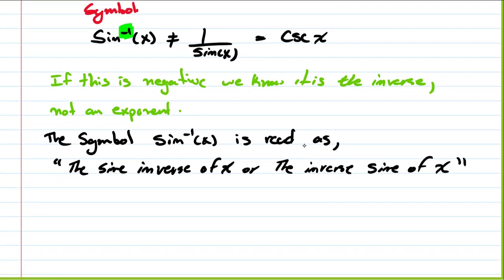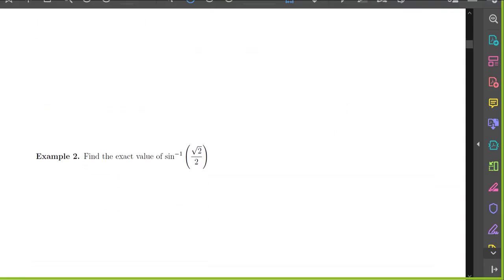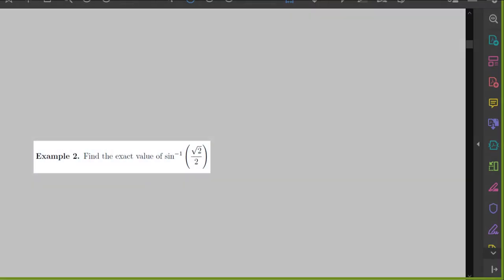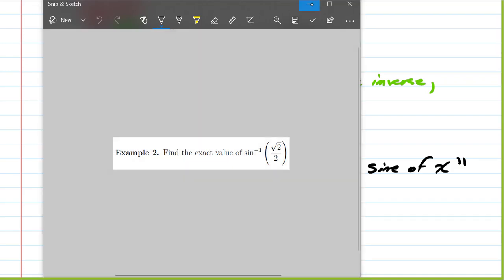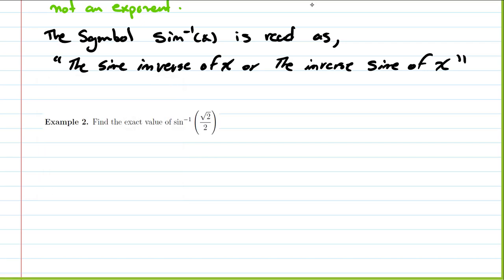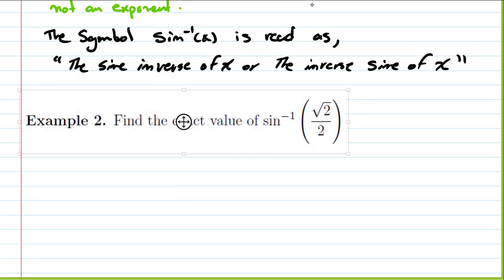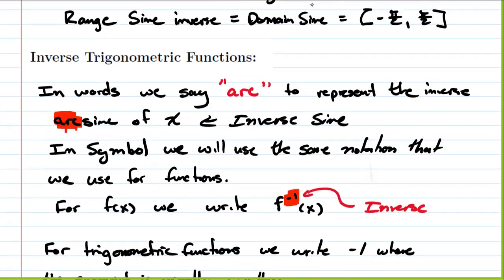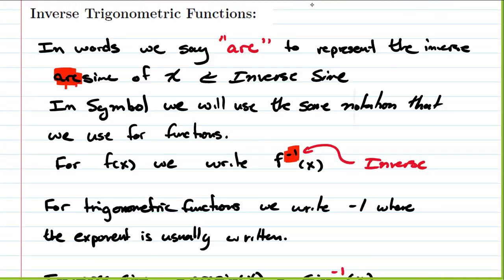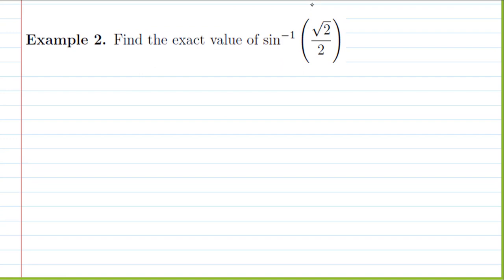All right. So I know that was a lot of vocabulary to get started. So let's go ahead and start investigating some examples. Example 2: find the exact value of the sine inverse of the square root of 2 over 2. We talked about the domain and range of sine in terms of our graph, but let's think about it more generally for a second.